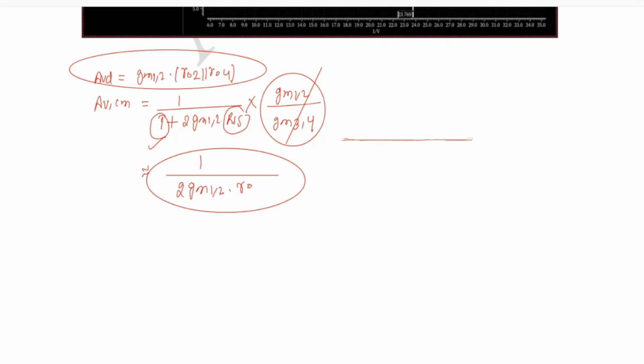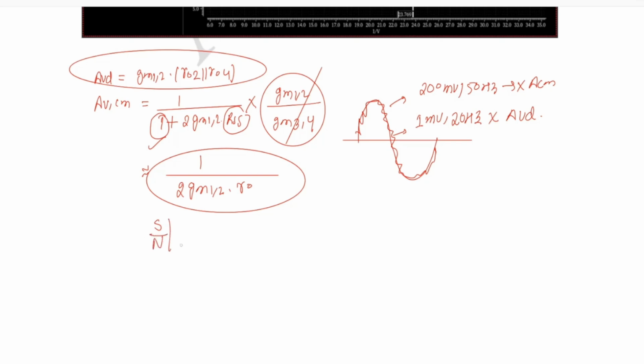So the signal we had: the common mode signal was 200 millivolt, 50 hertz, and the differential signal was 1 millivolt, 20 hertz. So this will be multiplied by ACM and this will be multiplied by AVD, and that will appear at the output. So what will be the signal at output?